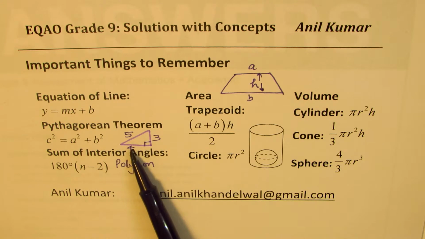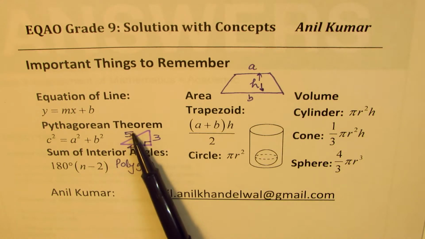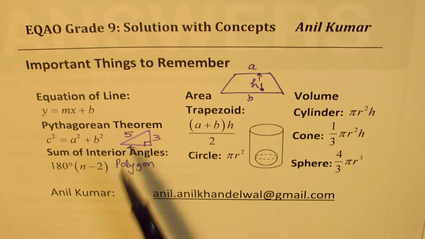For example, here 4 square is 16, 3 square is 9. When you add, you get 25, right? So which is 5 square.